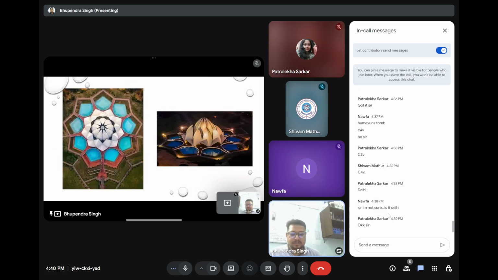Anyway, now our last class example. This is Lotus Temple. Now tell me the point group. It is Turkey, I think.